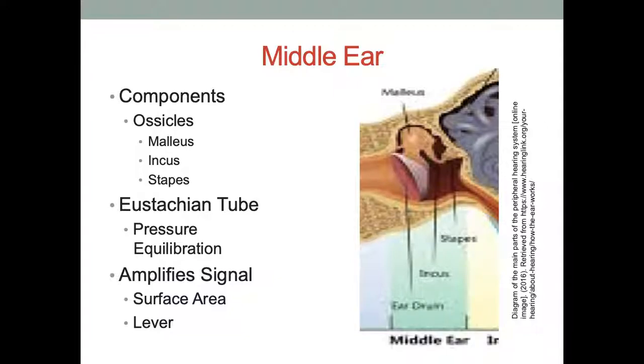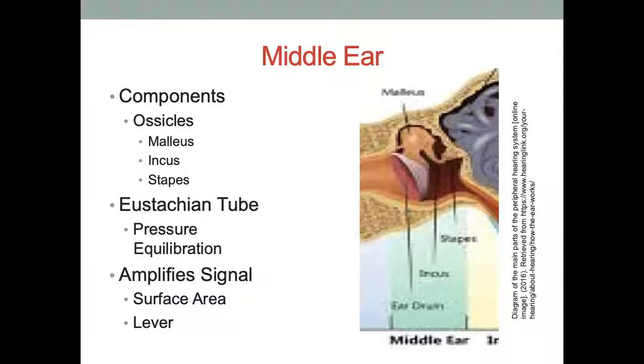When it does that, it causes movement in the malleus, the incus, and the stapes, the three ossicles in the middle ear. They're little tiny bones that go through and help transfer the sound from the eardrum to the middle ear, to the inner ear. This little tube you see running down here that's not fully in the picture is our eustachian tube.